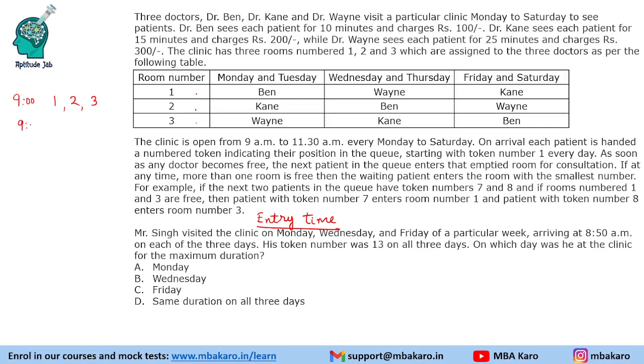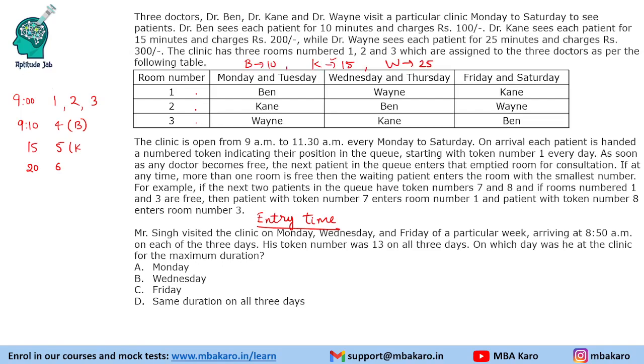Now Ben finishes in 10 minutes. We are given that Ben finishes in 10 minutes, Kane in 15 minutes, and Wayne in 25 minutes. So Ben finishes at 9:10, token number 4 will enter. At 9:15 token number 5 will enter when Kane finishes. At 9:20 token number 6 will enter to Ben. Like these are in any order. Okay. Now this person will enter and come to Ben, right?